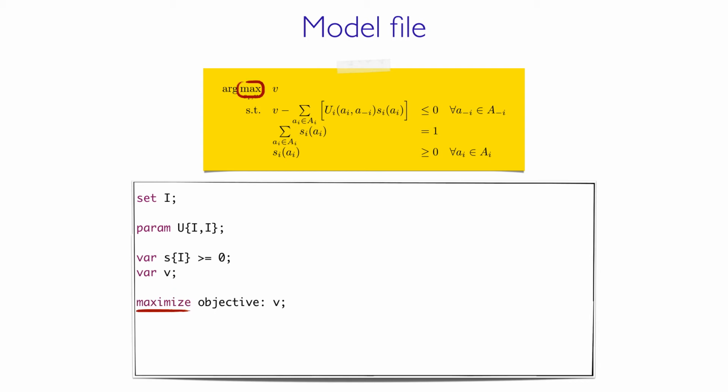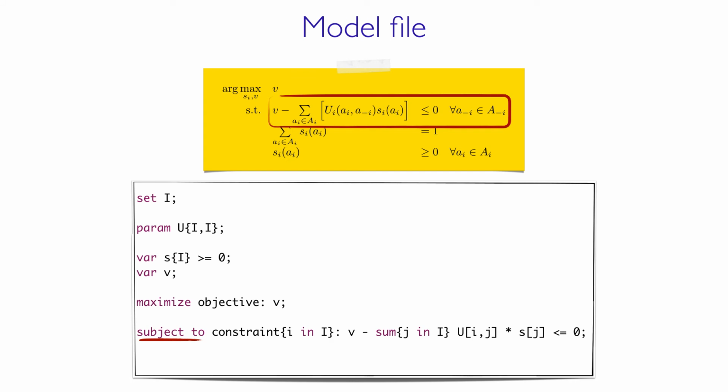After the declaration of sets, parameters, and variables, we define the objective function. In this case, the objective is to maximize something. We can give a name to the objective function. In this case, we call it objective. The expression of the objective function is specified after a colon following the name of the objective function. In this case, it is simply v.